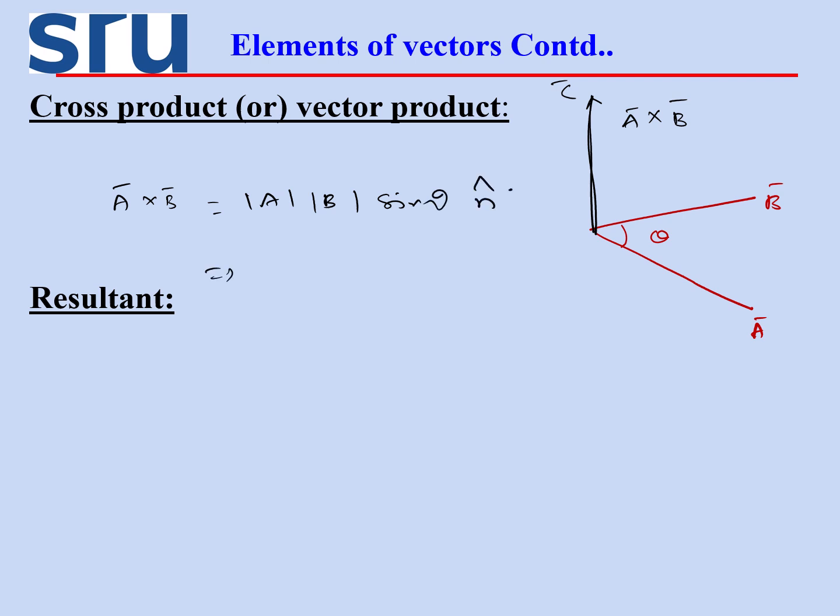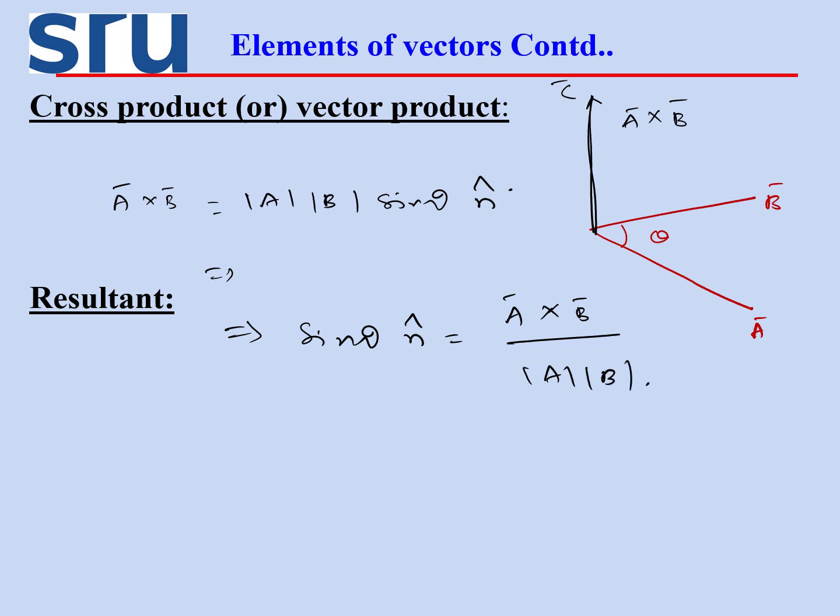Therefore, sin theta into n cap, this is a unit vector, equals A cross B by mod A mod B.